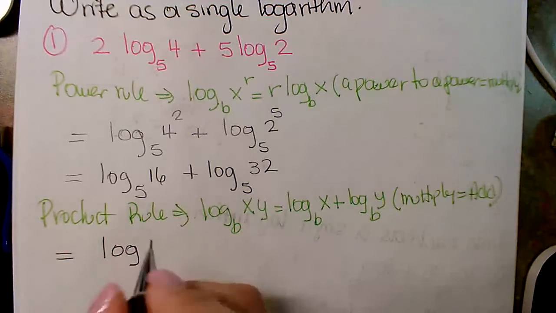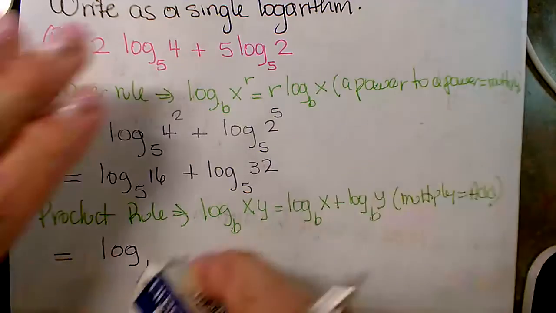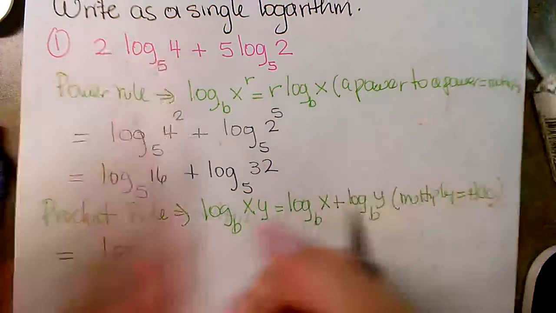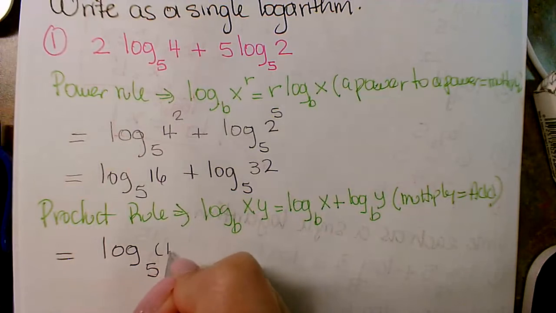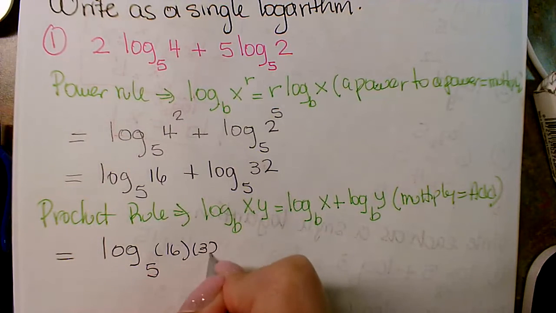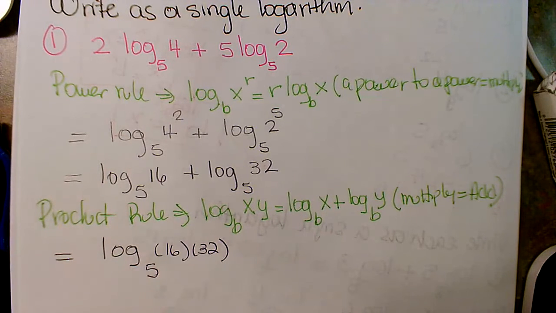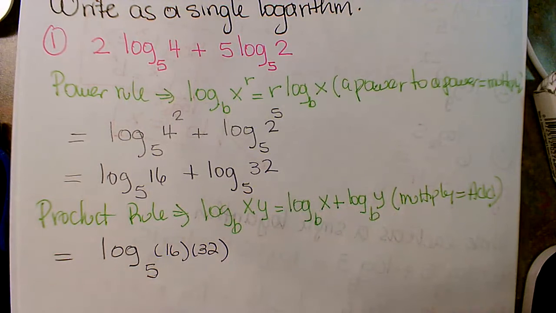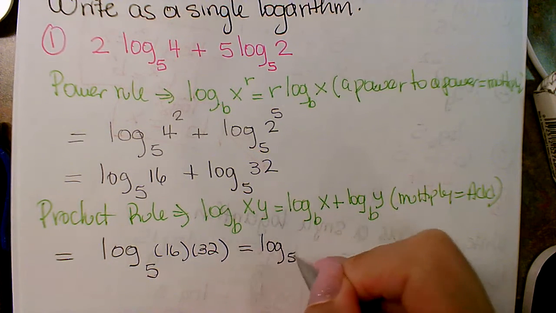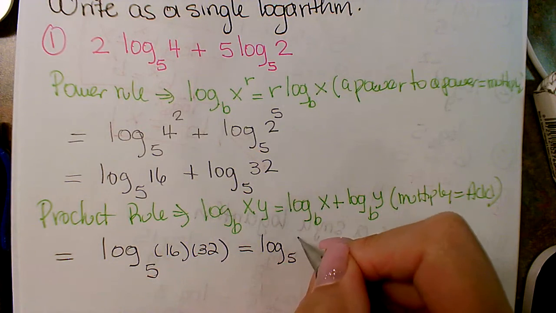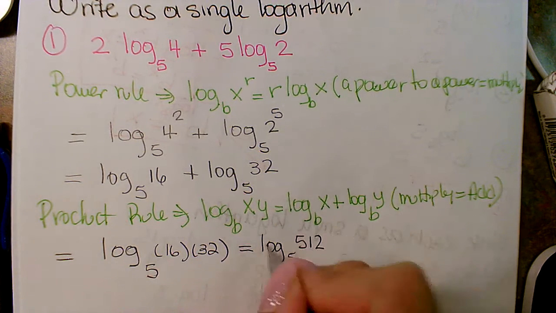Log base b, sorry, base 5 of what? 16 times 32. That will be what? 32 times 16 is 512.